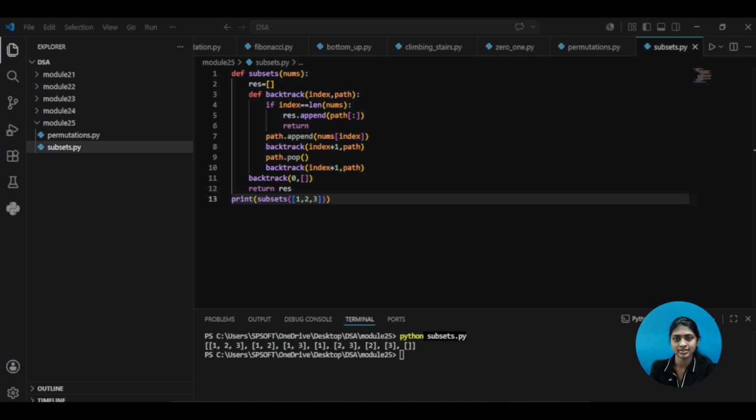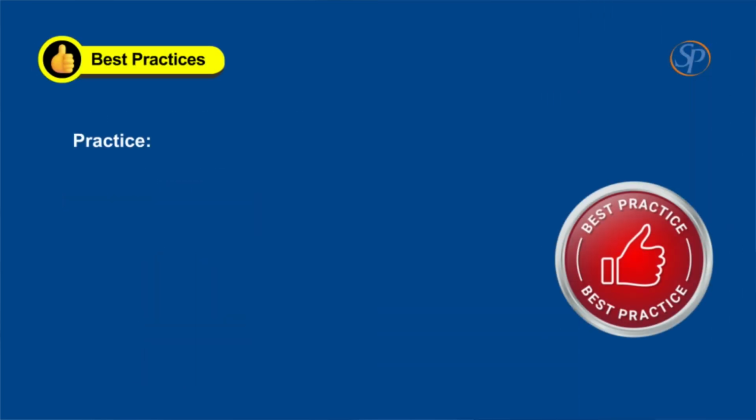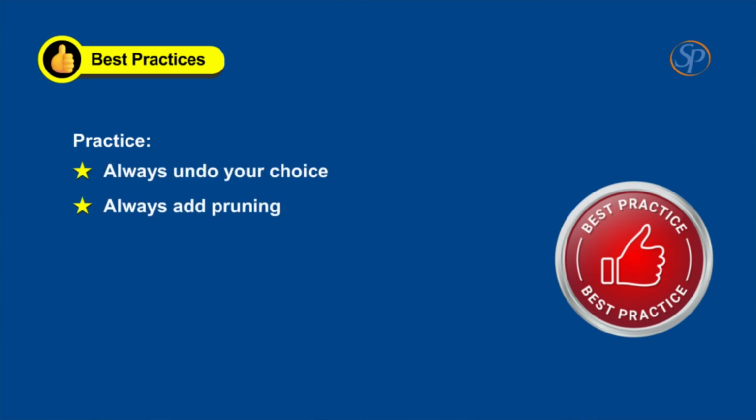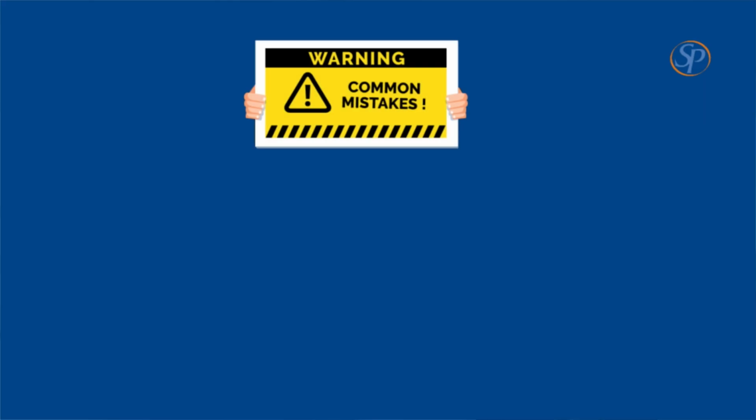Core part ends here. Best practices. Always undo your choice. Always add pruning. Always think like a tree. Common mistakes. Forgetting to unchoose. Not pruning. Repeating the same states.